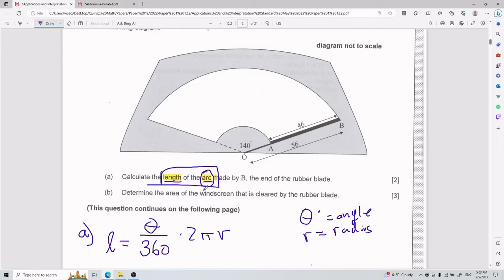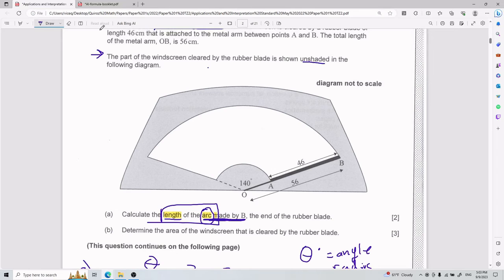The exercise is asking for the arc made by B. The arc made by B, the end of the rubber blade. So that means we're talking about this arc over here.